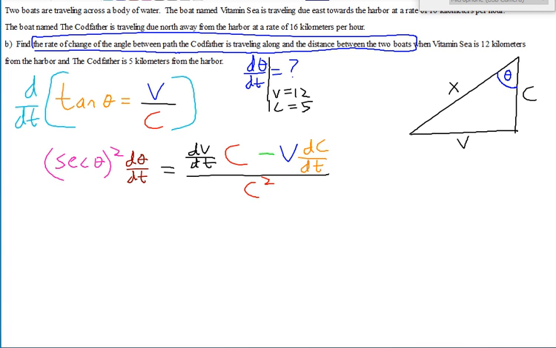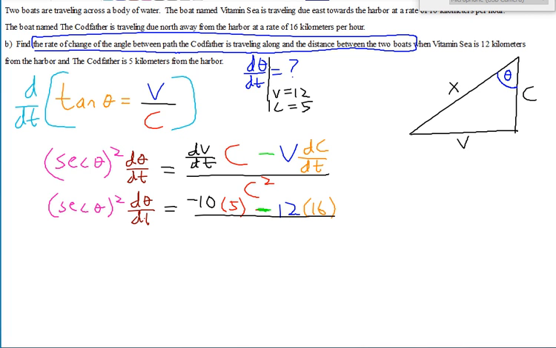All right, let's substitute what we know here. Theta we don't know yet, so we'll write secant squared theta times d theta dt, which is what we're looking for. dv dt, remember we know that one is -10. c we know is 5, minus v is 12. dc dt we know is 16. Divided by c squared, or c again is 5, so 5 squared.